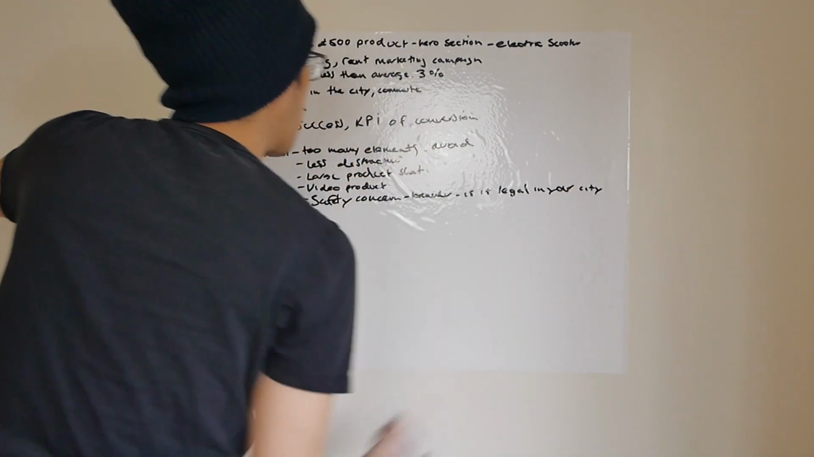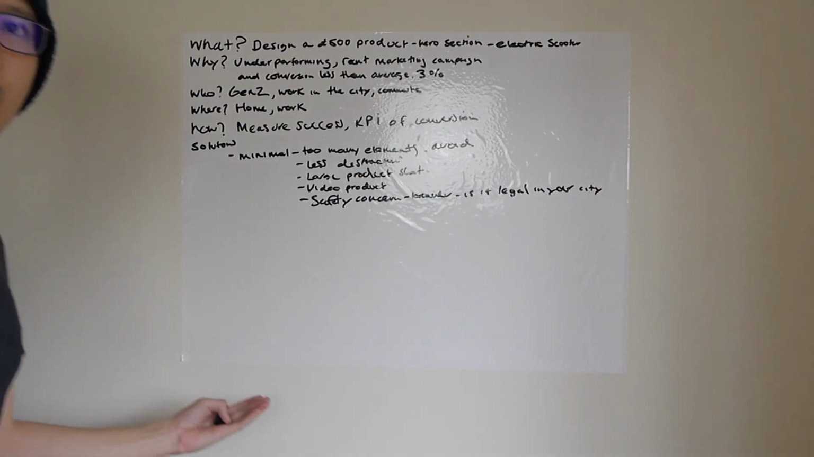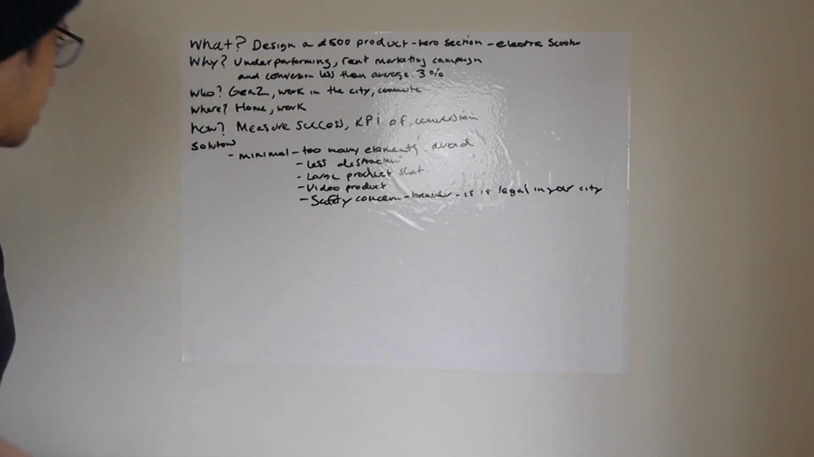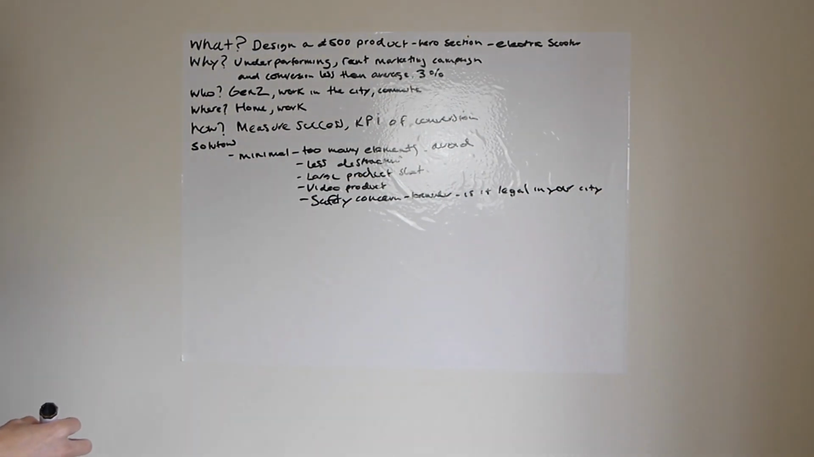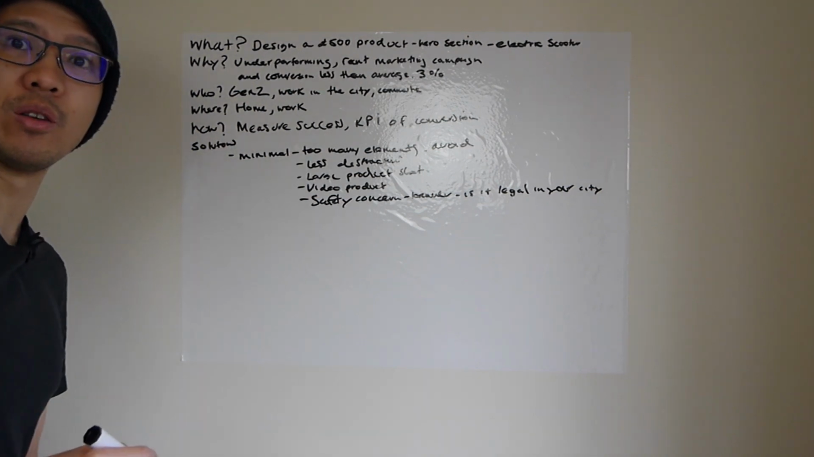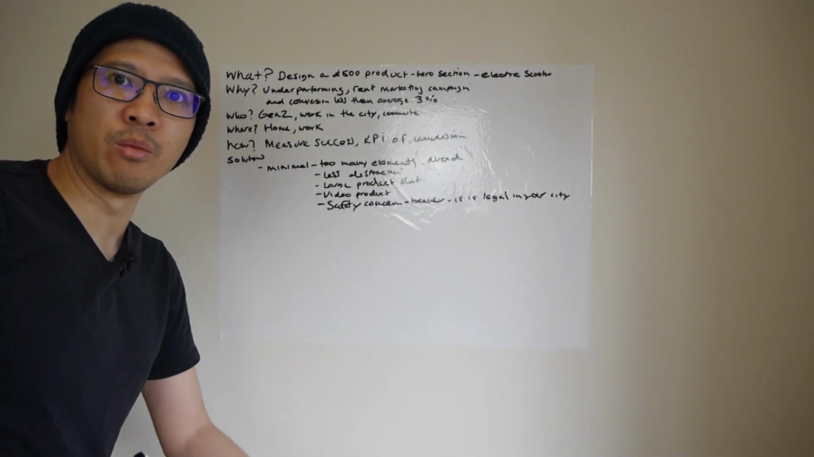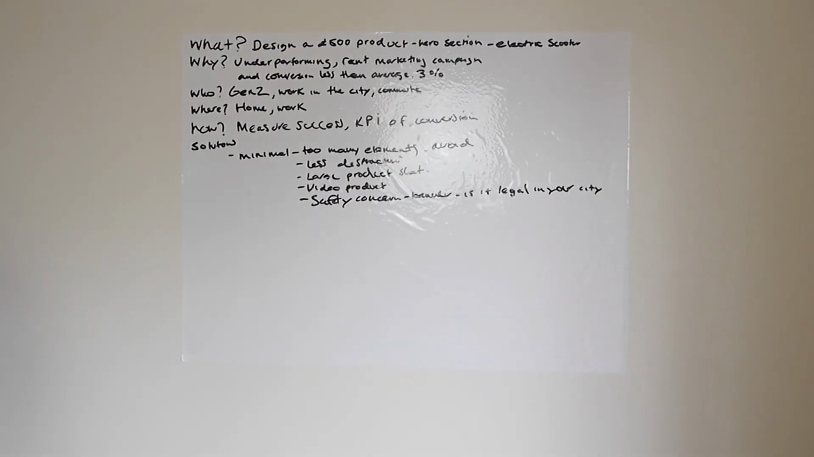Okay, so again, probably not going to be able to read my handwriting, but I'll put this in a slide anyway. Too many elements, avoid, less distractions, a large product shot, a video product shot or video. Safety concern is the banner, is it legal in your city? So we want to try and raise awareness as well. Again, I'm pretending to be the client and the collaborator, which is quite tough. Is there anything else, any other solutions at the moment?